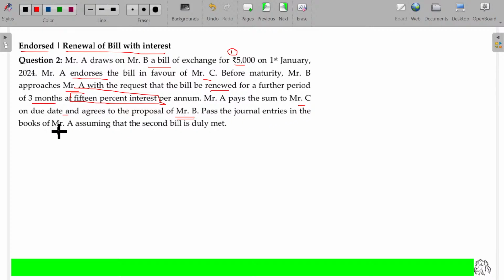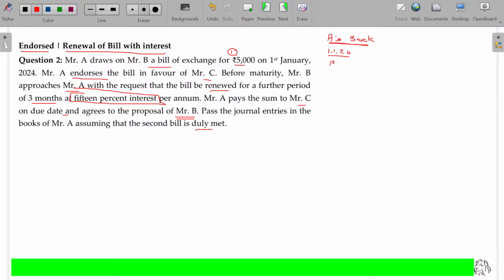Pass journal entries in the books of Mr. A. So you have to pass entry only in the books of A, assuming that the second bill is duly met. If you are asked to pass entry only in the books of A, you can pass only in that book. You don't need to worry about the other party. So A's book. On 1st January 24, bill drawn.